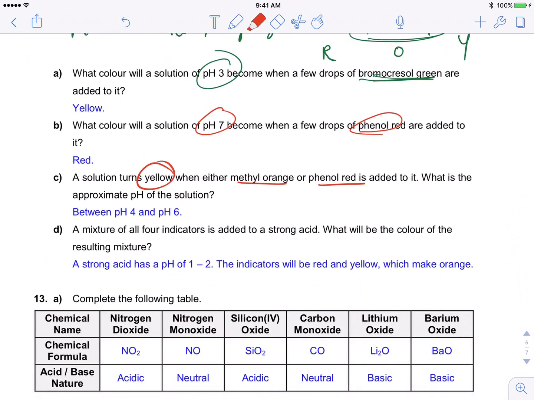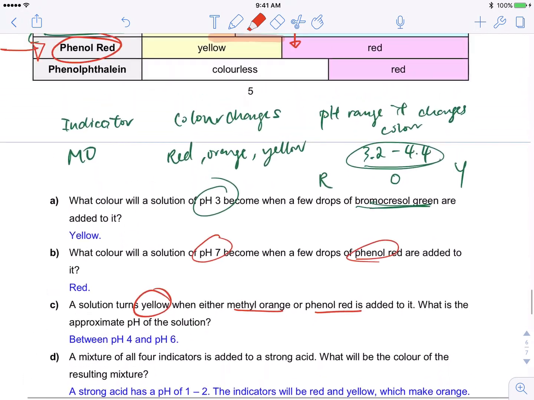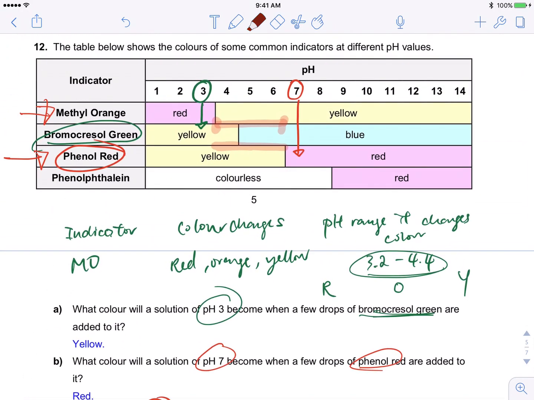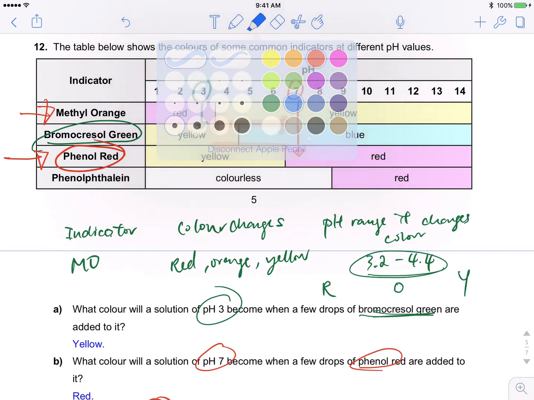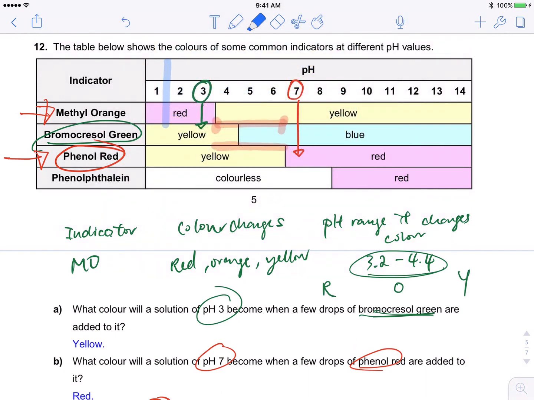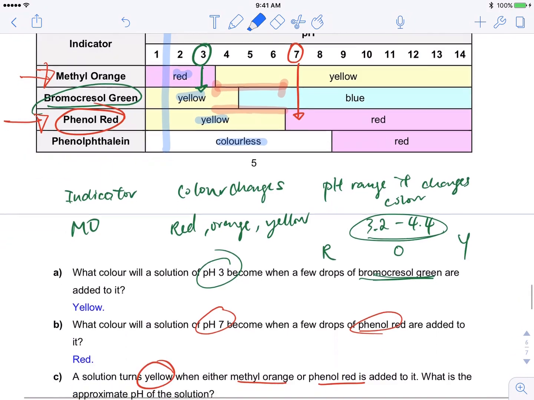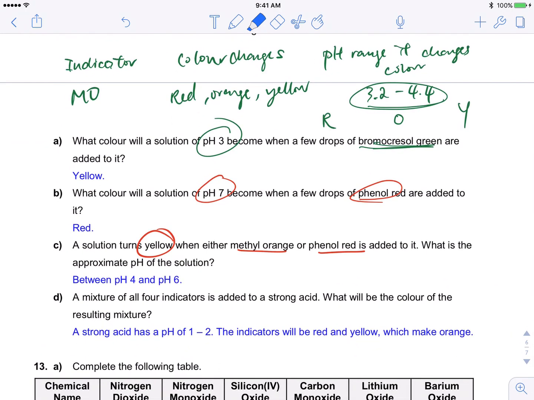A mixture of all four indicators is added to a strong acid, what will be the color of the resulting mixture? Now, if it's a strong acid, you need to look at the low pH range. Strong acid should be the colors here. I have red, yellow, yellow, colorless. If I mix red, yellow, yellow, and colorless together, what will be my resulting color? It should be orange.